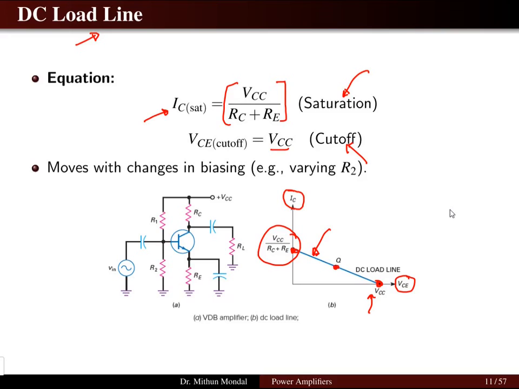This point of operation on the load line can be at any point on the load line. So the quiescent point can be located anywhere. It moves with changes in the biasing. Depending upon what value of biasing we are applying, the Q point will change. For example, in this circuit we have a voltage divider circuit. If we vary this resistor R2, then the Q point will change its position on the load line.